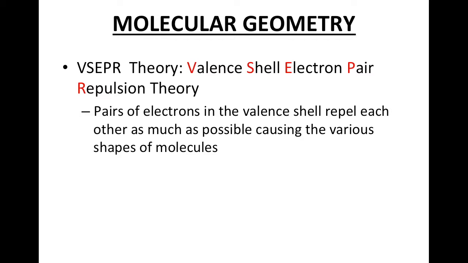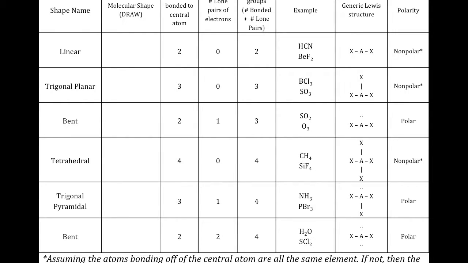For homework, you are going to do part 2 of your Lewis structure worksheet. So you are going to determine what shape they are, draw them, and determine whether they are polar or non-polar. So that's something we haven't looked at yet. So let's look at this chart that's in your notes. We're going to summarize the shapes and talk about how we determine if it's polar or non-polar.